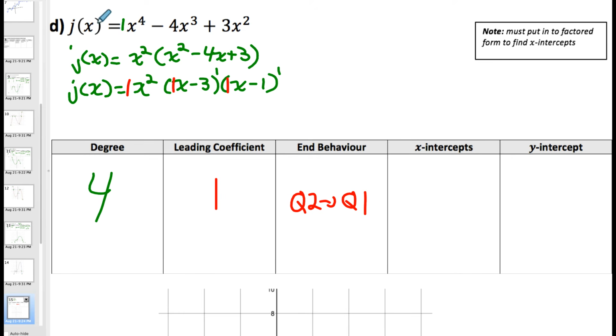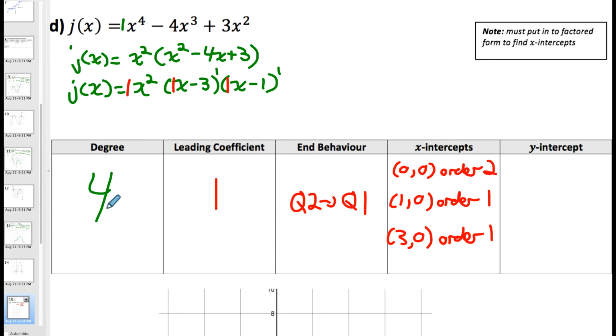X-intercepts, well, I can't tell from standard form, but from factored form, I can see 3, 1, and what would make this factor become 0? What could I plug in for x to make that become 0? Well, 0. So 0, 1, and 3 are the x-intercepts. At 0, it's order 2. The other ones are order 1. And the y-intercept, hey, actually, I already have it. This point right here, that's on the y-axis. So point 0, 0 is also the y-intercept.